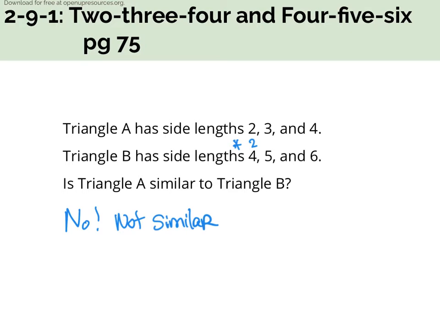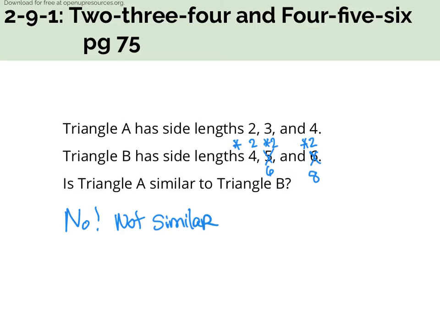Let's try it with the other ones. We're going to take 3 and multiply it by 2. Is 3 times 2, 5? Well, no, that doesn't work. That should be 6. Let's try it with the last one. Let's take 4 and multiply it by 2. Is 4 times 2, 6? Well, no, that doesn't work either. That answer should be 8.